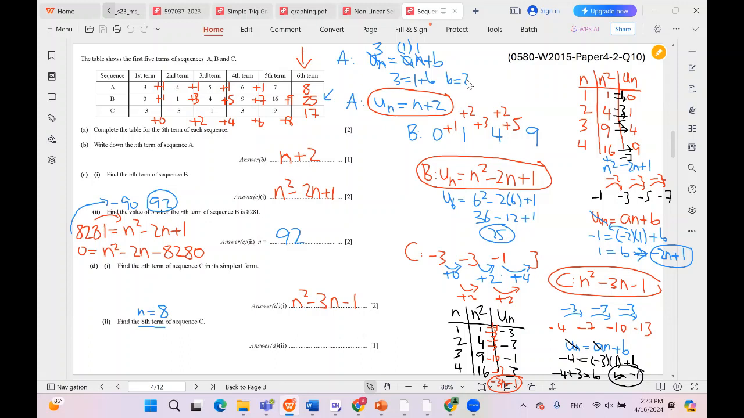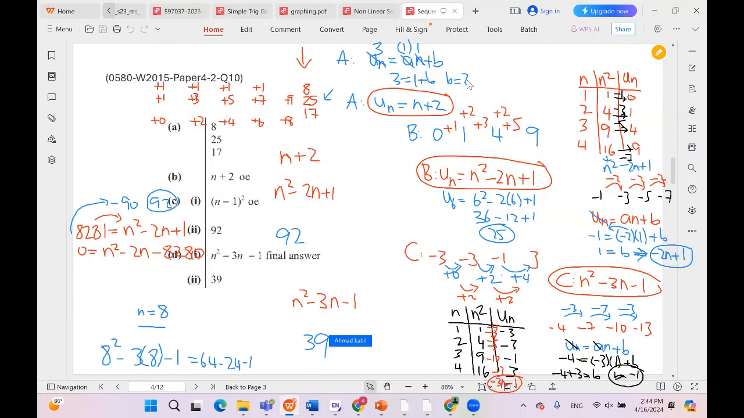So all you have to do is just plug 8 into the expression for sequence C. So we have 8 squared minus 3 times 8 minus 1. So 64 minus 24 minus 1. And this gives us 39 as the final answer.